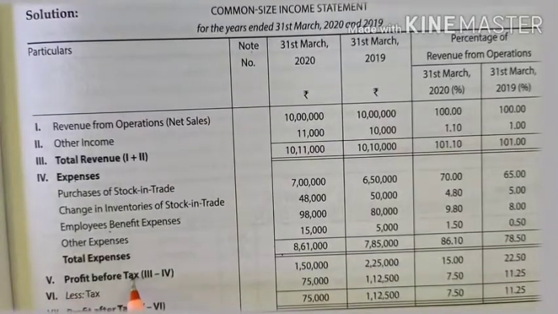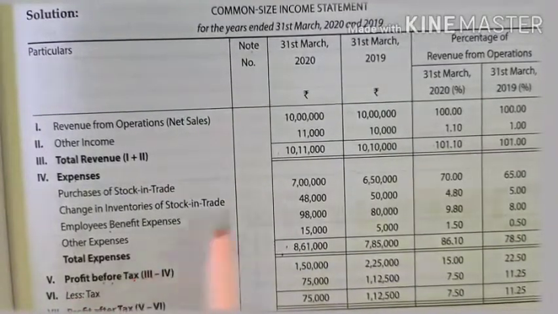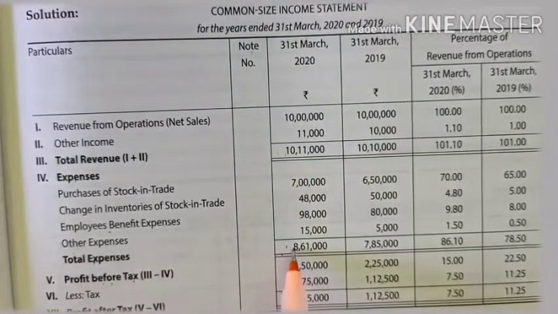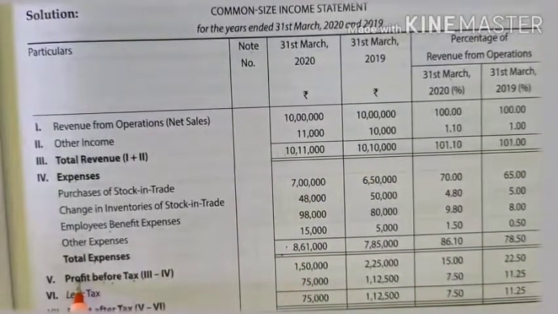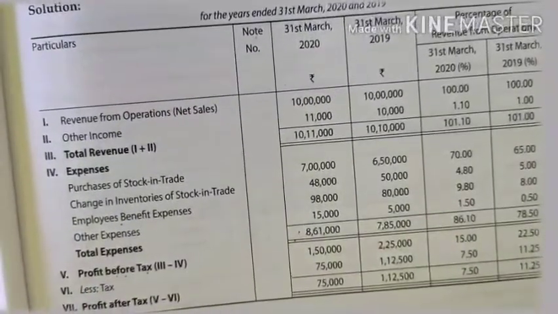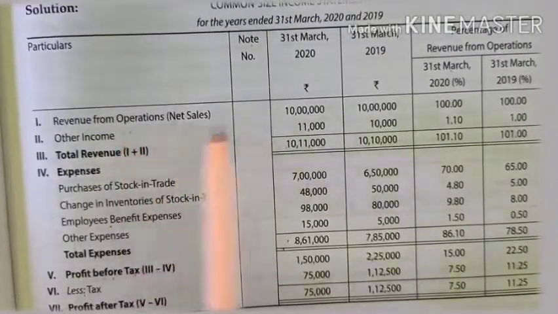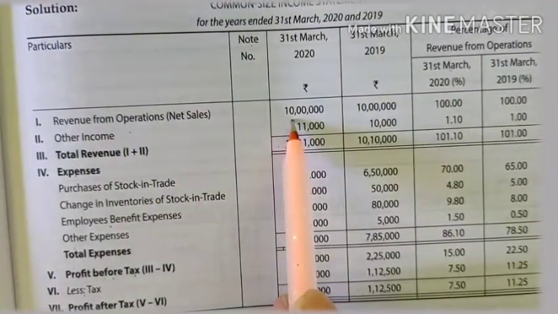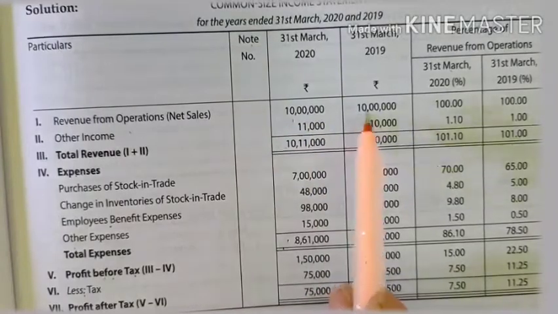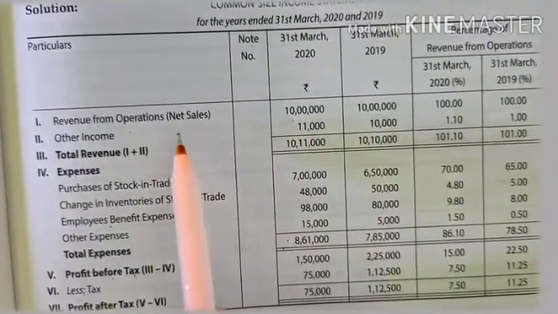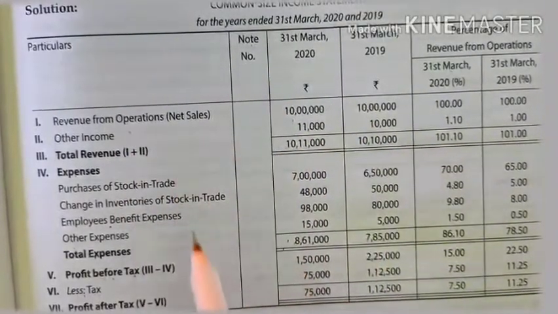Then we calculate the profit. How is profit calculated? Total revenue minus the total expenses will give you the profit. Then from the profit, tax is deducted. Then we arrive at profit after tax. These items, this is the current year and this is the previous year. These values will be provided in the question.